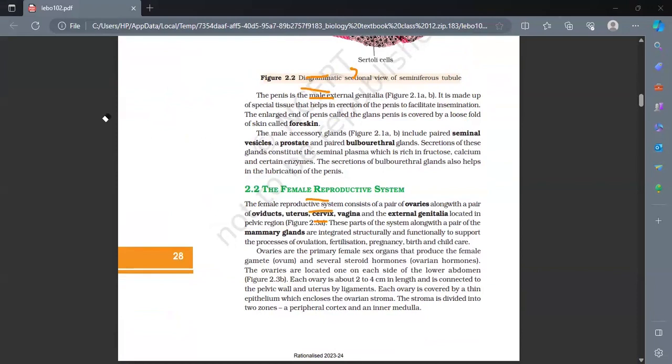You are writing 1, 2, or 3 sentences about it. See, whatever is there in NCERT, you need to mention that only. But obviously, you need to go through it again and again so that things are clear in your mind.